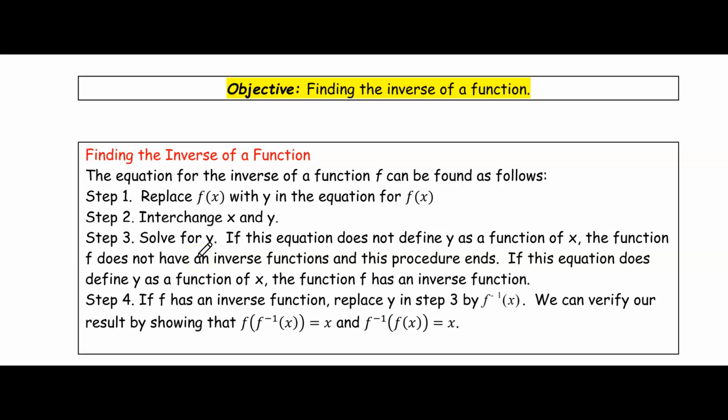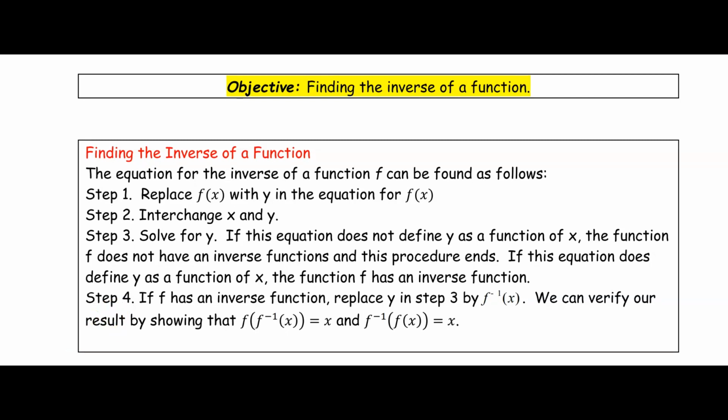Now, if this equation does not define y as a function of x, the function f does not have an inverse function, and this procedure ends. Now, if this equation does define y as a function of x, then f has an inverse function, and then you replace the y in step 3 by this notation here, f inverse of x. And if you want to verify, you can verify your result by showing that f of f inverse of x is equal to x and f inverse of f of x is equal to x.